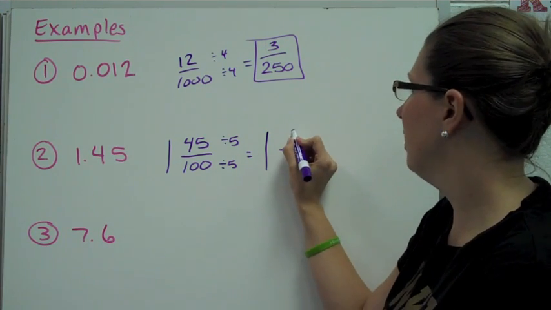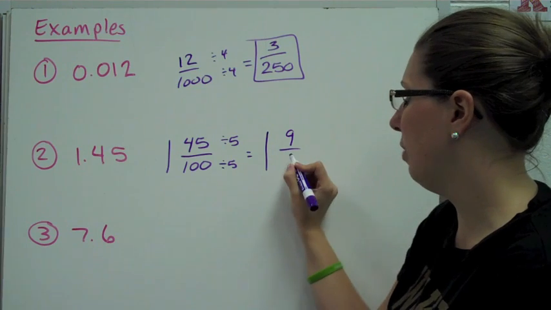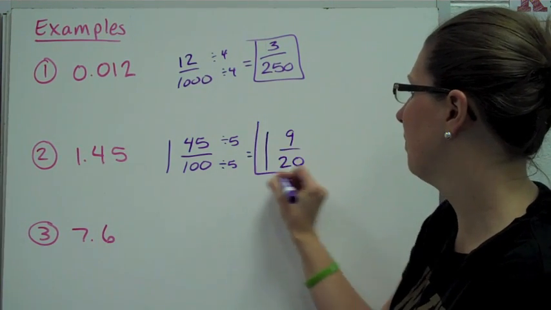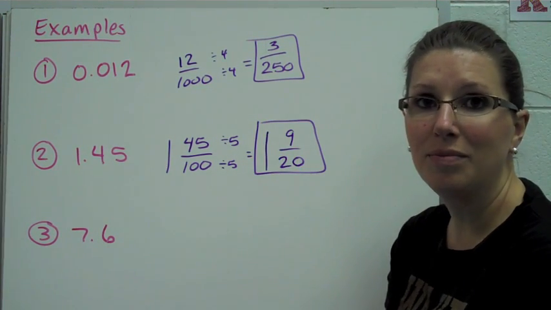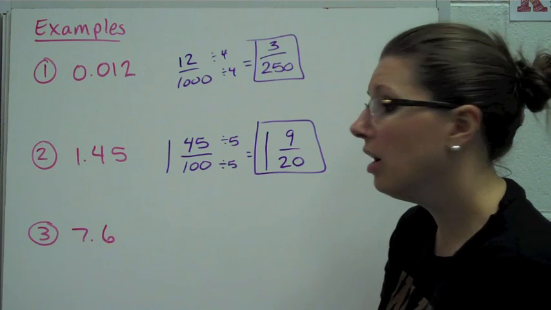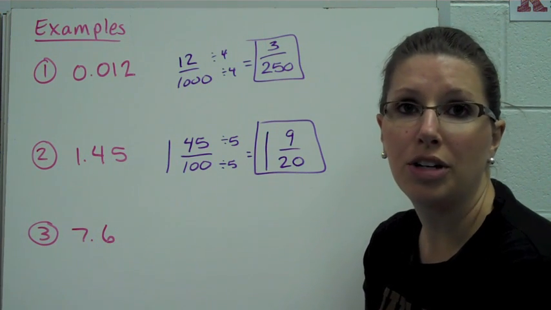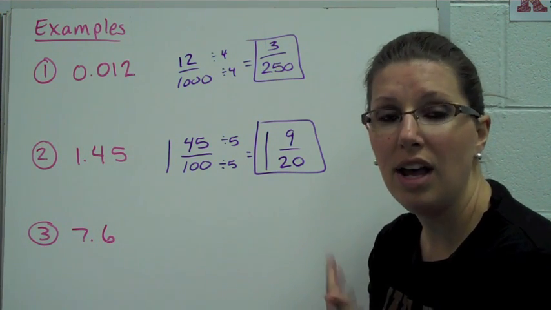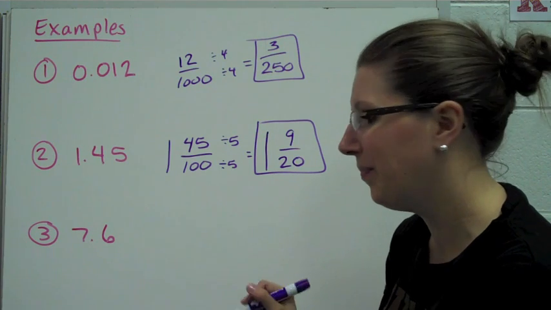45 divided by 5 is 9. 100 divided by 5 is 20. And you're all set. Why don't you pause the video here and try this one out yourself on your own paper. When you're done, push play, and then you'll see the answer on the screen.